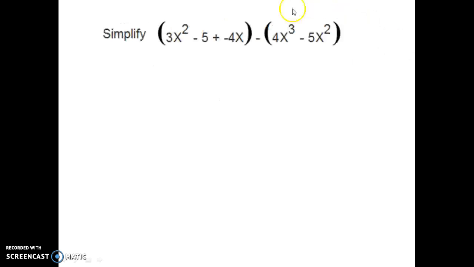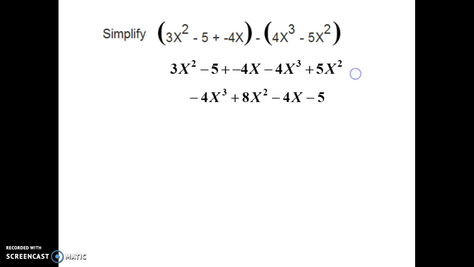Let's try another one. Notice here how we're subtracting. So we bring everything down from the first set of parentheses and then distribute our negative. So that's going to give us minus 4x cubed, and then a negative times a negative is positive, so plus 5x squared. And then combining like terms, we only have one cubed term, so we get negative 4x cubed. The 3x squared and 5x squared is where we get the 8x squared minus 4x minus 5.